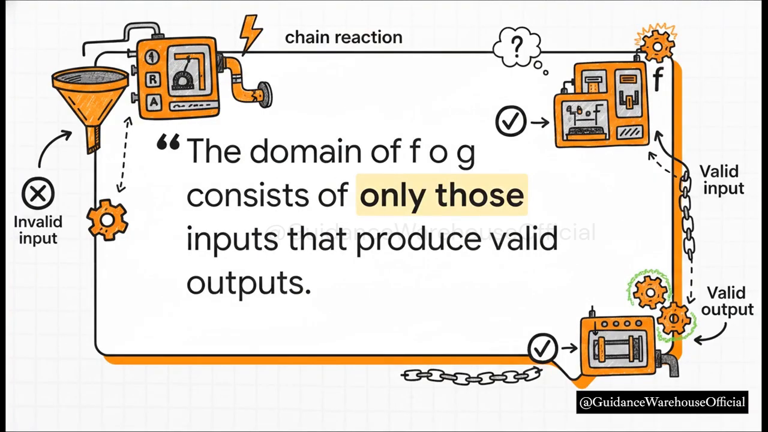It states that the domain consists of only those inputs in the domain of the inner function g that produce outputs that legally belong to the domain of the outer function f. In plain English, the number you start with must not break the inner function, no dividing by 0 or taking the square root of a negative, and the result it spits out must not break the outer function either. If either machine breaks at any point, the entire chain reaction is totally undefined.